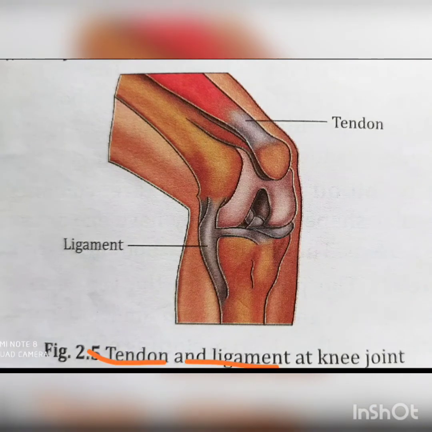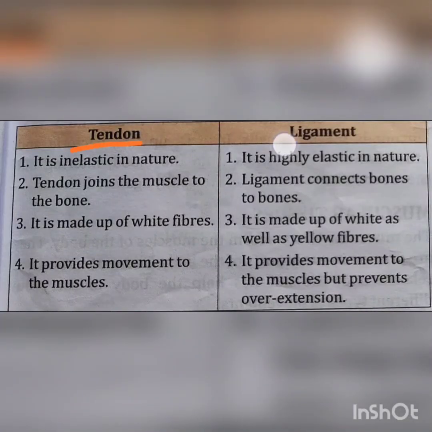Tendons are the cord-like, strong, inelastic structures that connect muscle to the bone. These tissues have great strength but limited flexibility. It is made up of white fibers. Ligaments are the elastic structures that connect one bone to another bone. These tissues have great strength but contain very little matrix. It is made up of white as well as yellow fibers. Now, the differences between tendon and ligament.